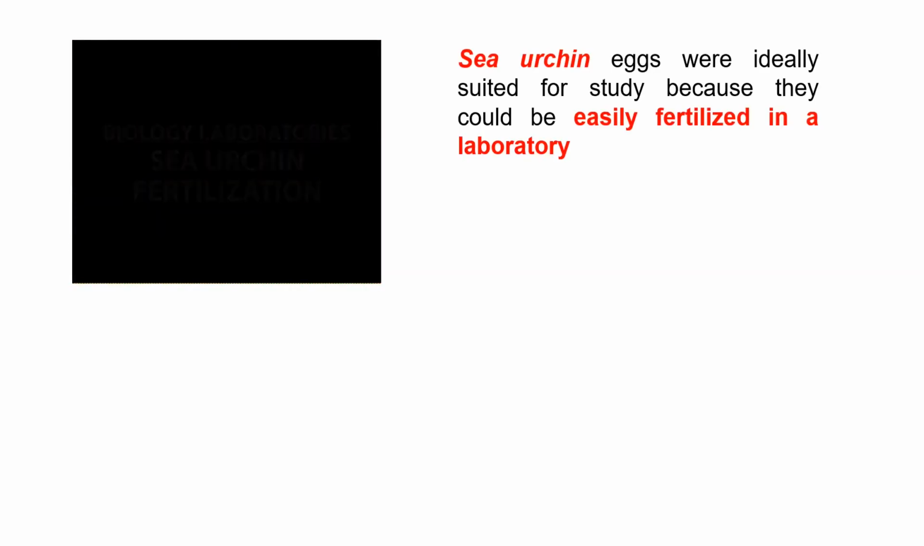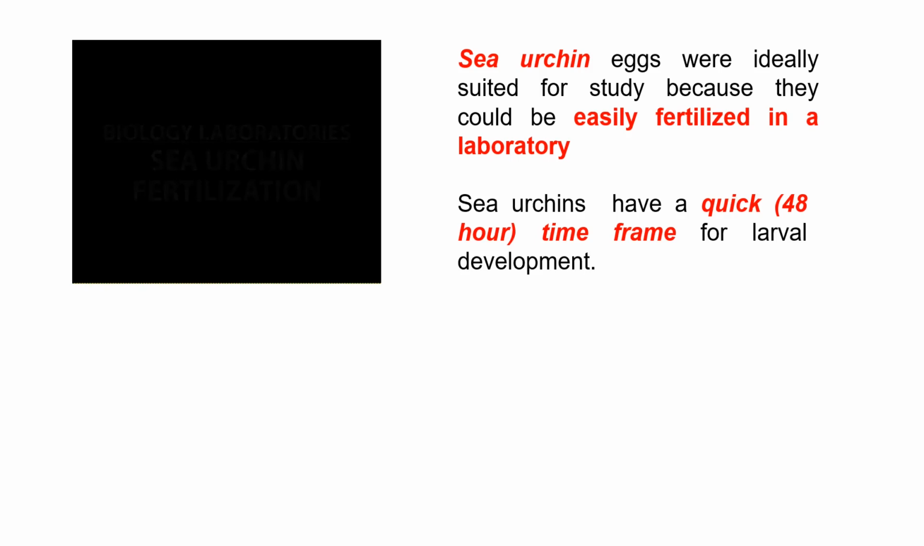Okay, so as you saw, sea urchin eggs were ideally suited for the study that Boveri was planning because they are easy to fertilize in the lab, and other model organisms were much more difficult. In addition, they have a quick time frame for larval development. So with plants like the ones that Mendel used, this would have been very difficult. And for example, with fruit fly, this is also very difficult, especially at that time.